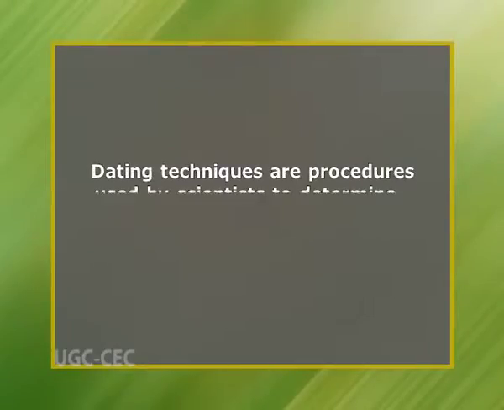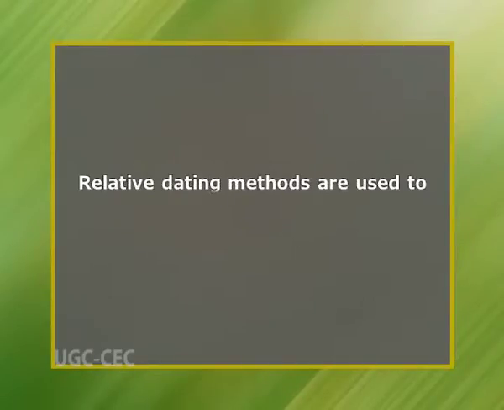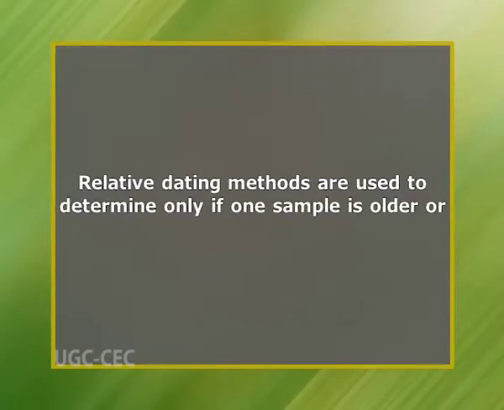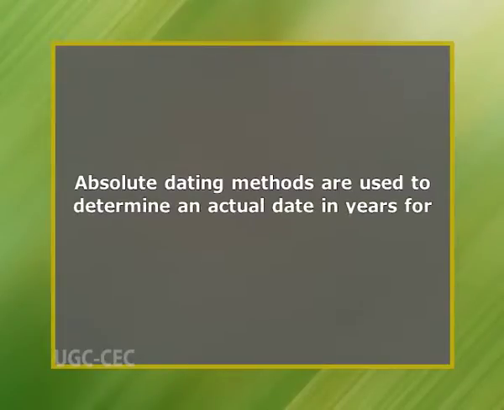Dating techniques are procedures used by scientists to determine the age of an object or a series of events. The two main types of dating methods are relative and absolute. Relative dating methods are used to determine only if one sample is older or younger than another. Absolute dating methods are used to determine an actual date in years for the age of an object.